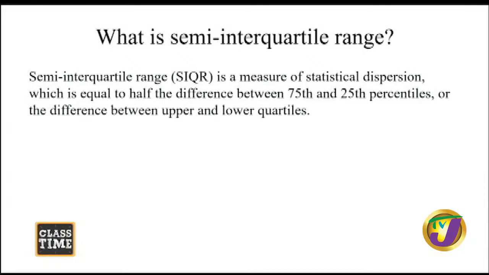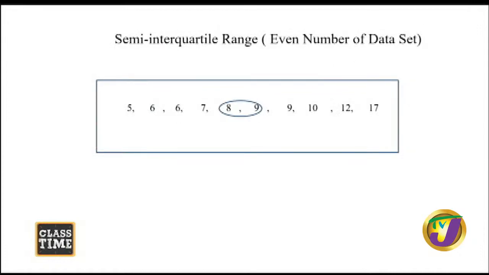All right. And since we're looking at the interquartile range, we also need to know about our semi-interquartile range, which is a measure of statistical dispersion, which is equal to half. Remember, semi is half. So it's half the difference between the 75th and 25th percentiles, so it's half the difference between the upper and lower quartiles.